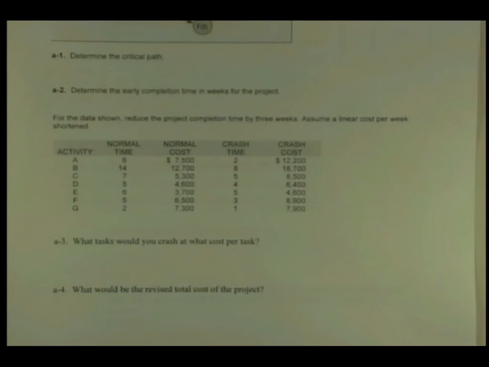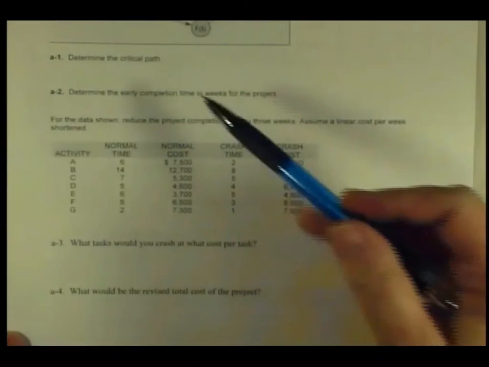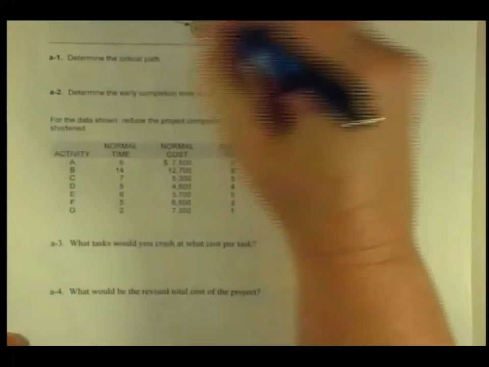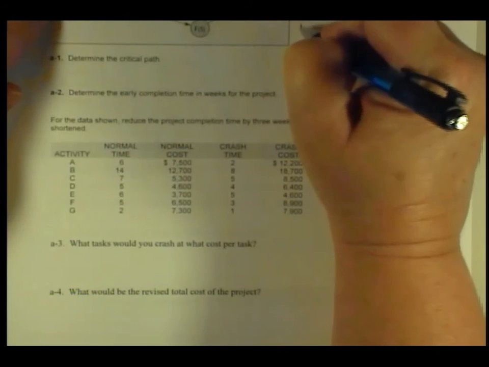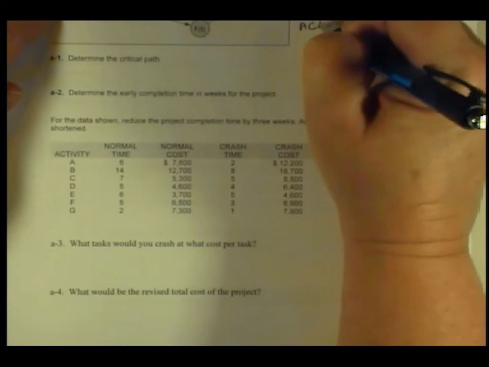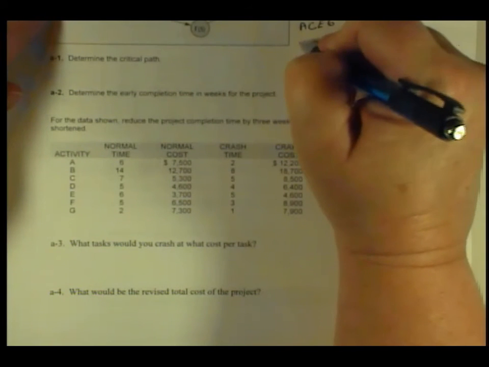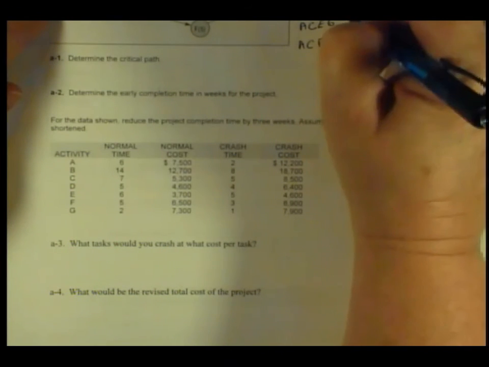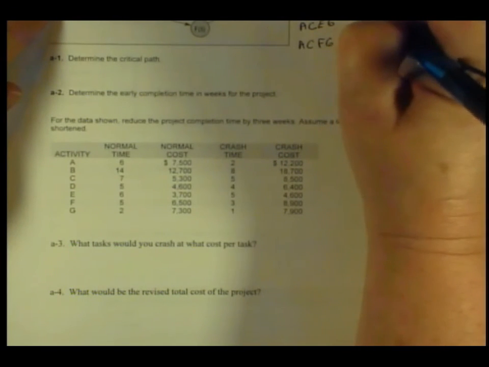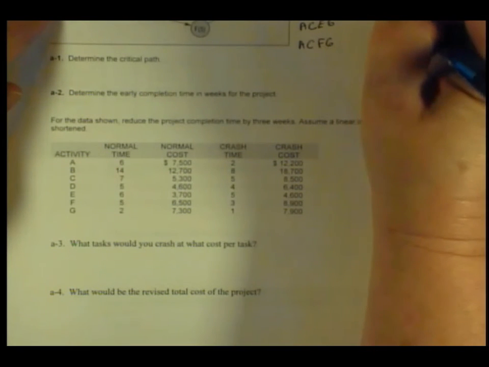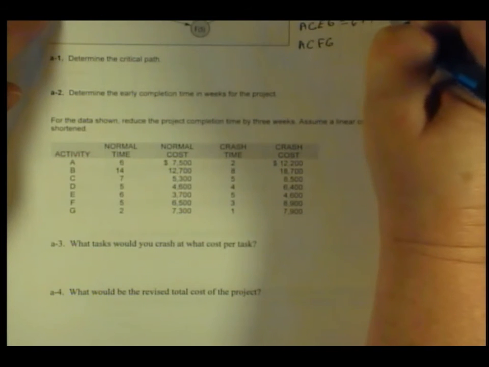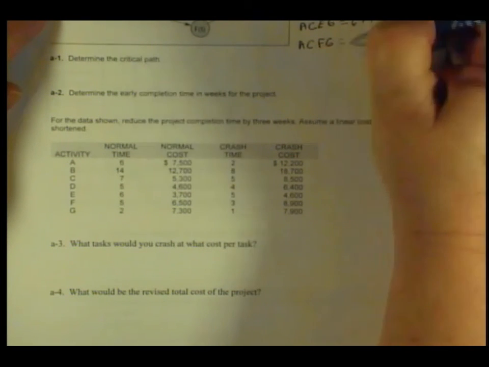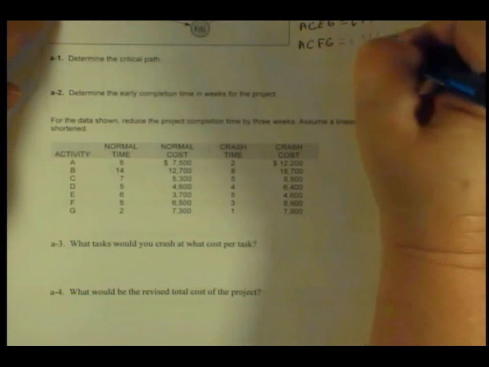Project crashing, right? So it says, what's the critical path? All right, well, the diagram's already been drawn for us, so what I can do is go ACEG is one path, and ACFG is one path. And so it's 6 plus 14 plus 5 plus 2 as compared to 6 plus 7 plus 6 plus 2 as compared to 6 plus 7 plus 5 plus 2.